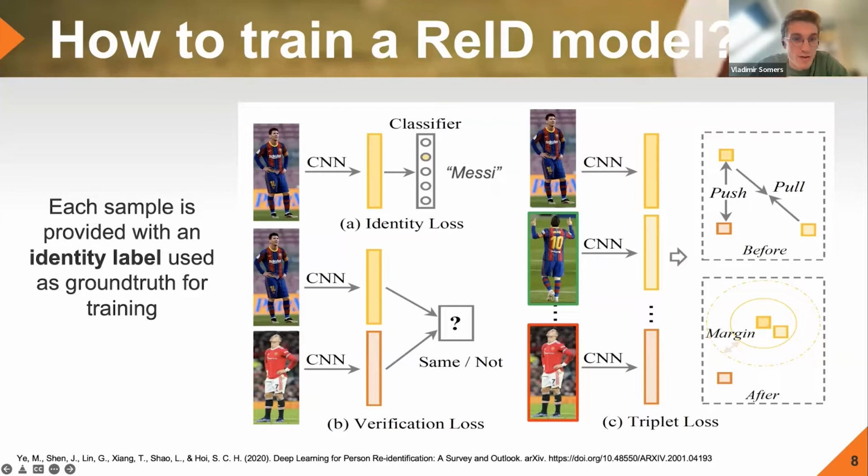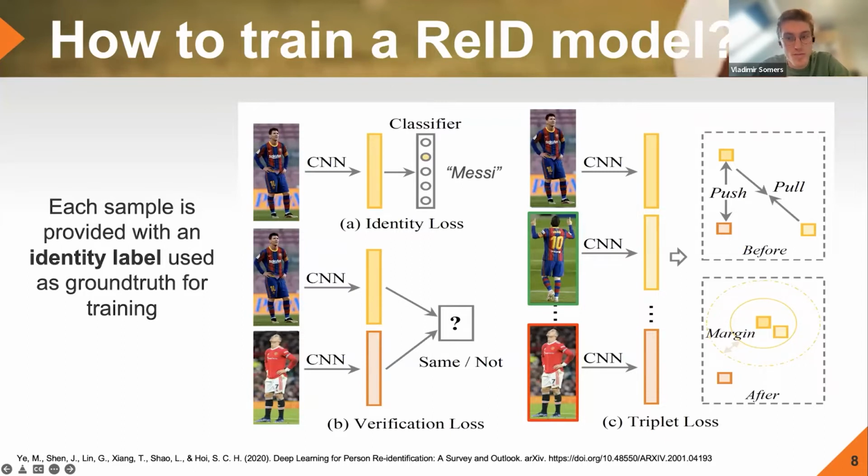You also have contrastive losses with a Siamese network, for example, the verification loss on the bottom left or the triplet loss on the right. Nowadays, most state-of-the-art methods use both the identity loss and the triplet loss together for training ReID models. And the baseline that we use in our dev kit uses both the identity loss and the triplet loss, similar to those state-of-the-art methods.